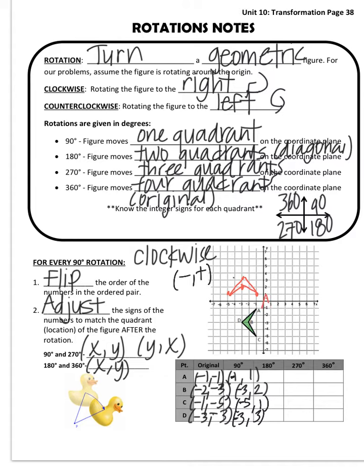Okay, so now we'll go back and label the points. Remember to use your primes, A prime, B prime, C prime, and D prime. So we took that figure and we rotated that 90 degrees. Let's do it 180.